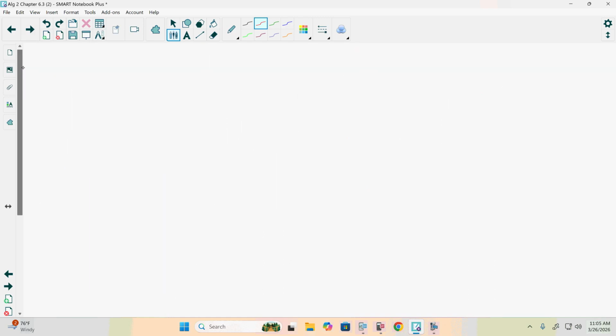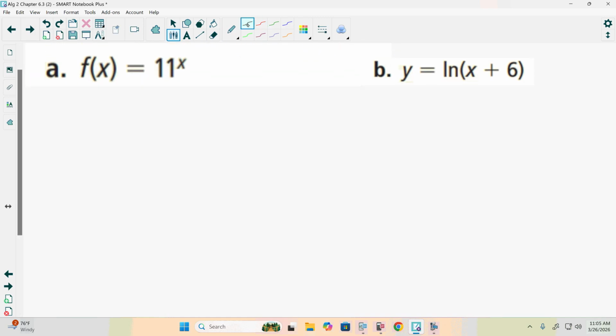Okay. f of x equals 11 to the x power. First thing we want to do is rewrite f of x as y. Y equals 11 to the x. Then we want to switch x and y. So we have x equals 11 to the y. Questions on this here?